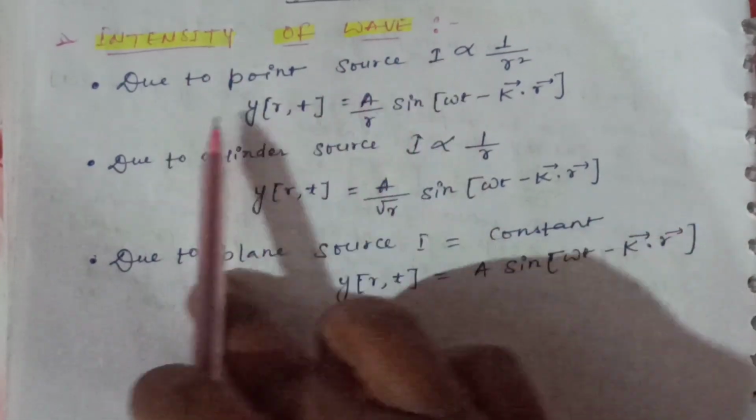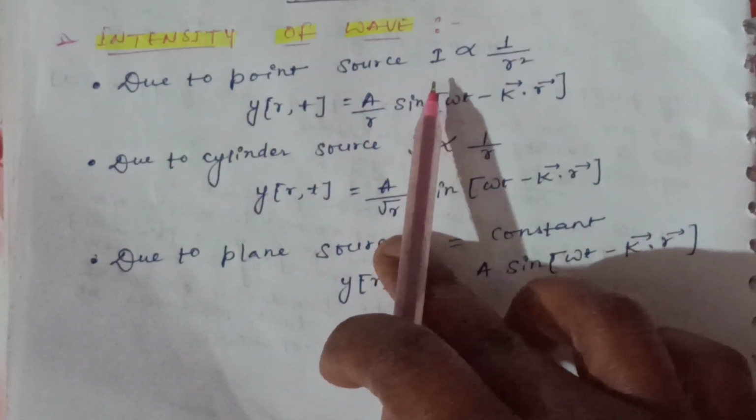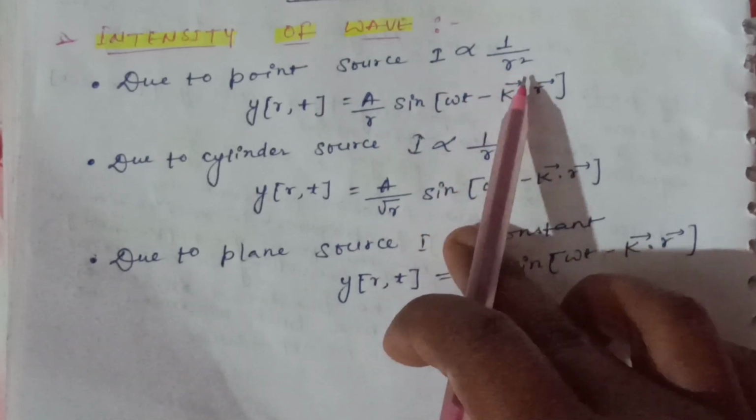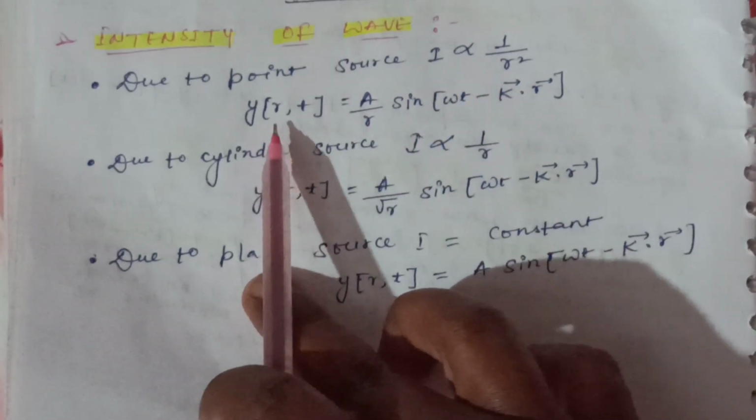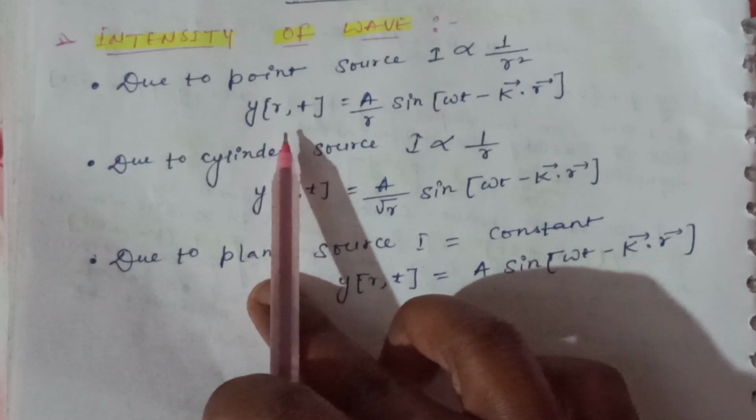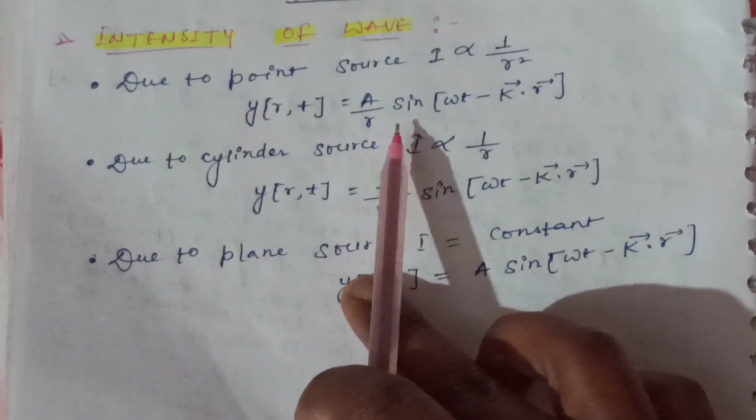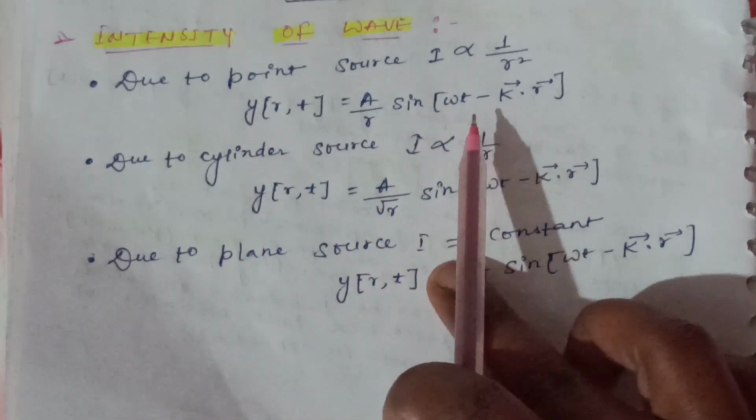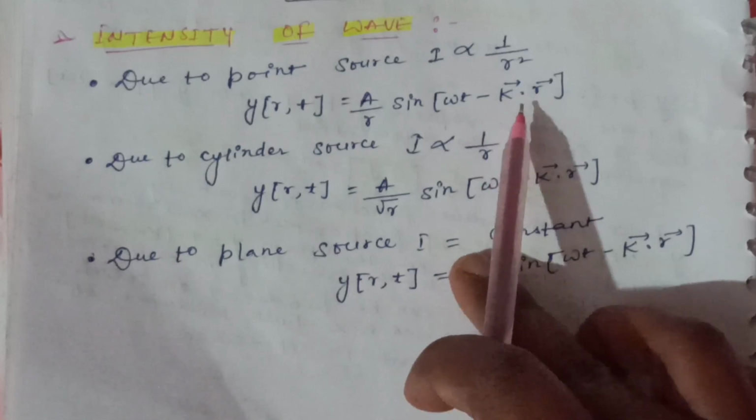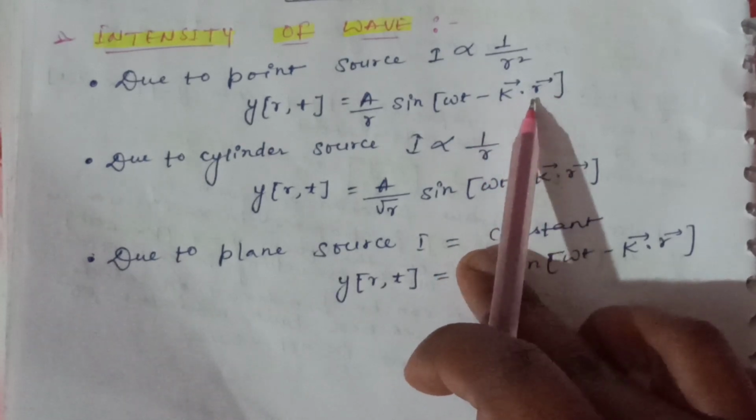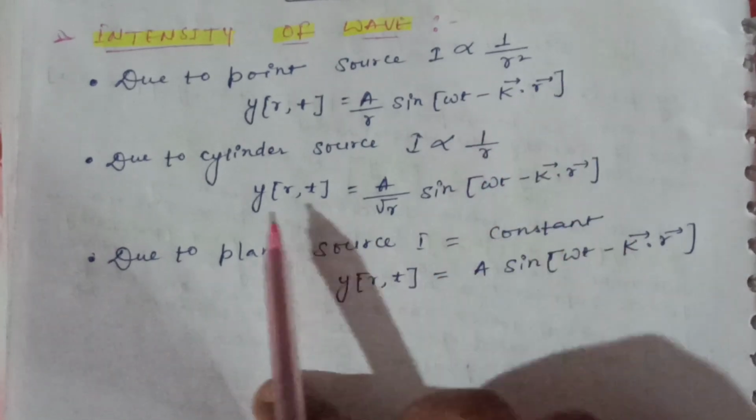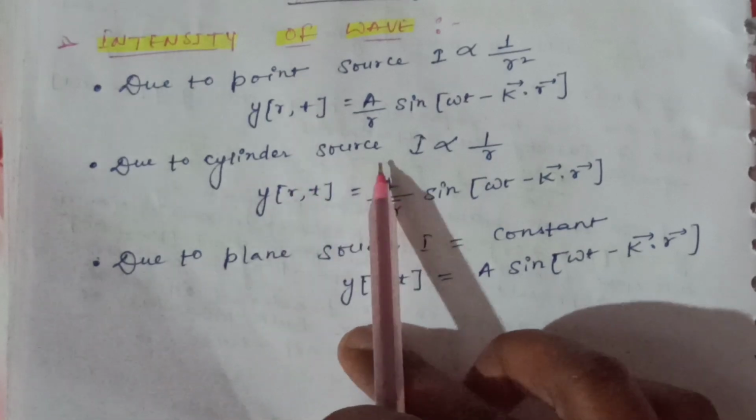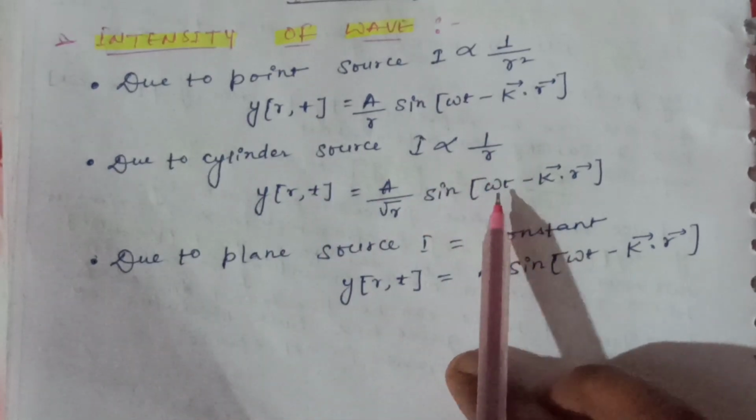Intensity of wave due to a point source: I is inversely proportional to r squared. y(r', t) is equal to a upon r sin(omega t minus k vector dot r vector). Due to a cylindrical source, I is inversely proportional to 1 upon r.